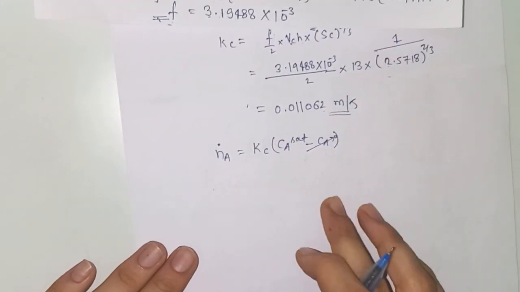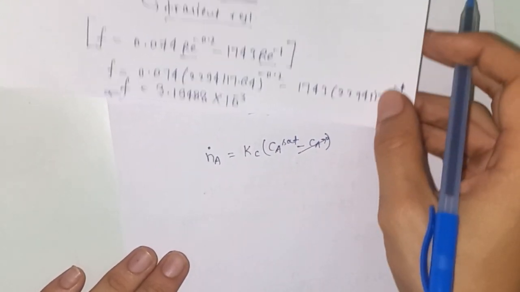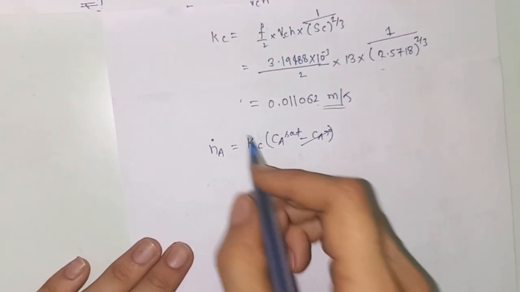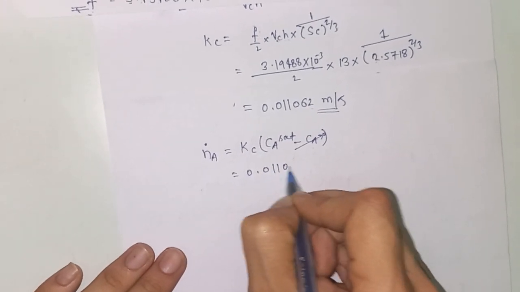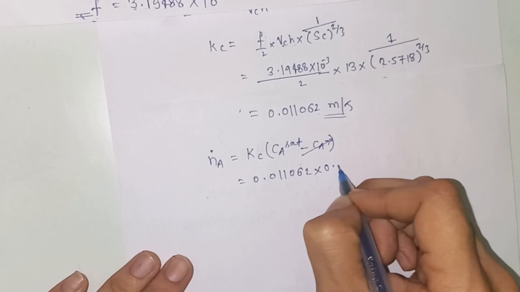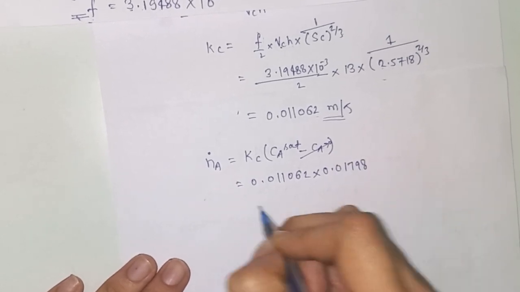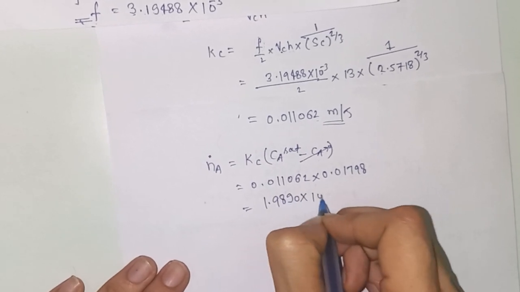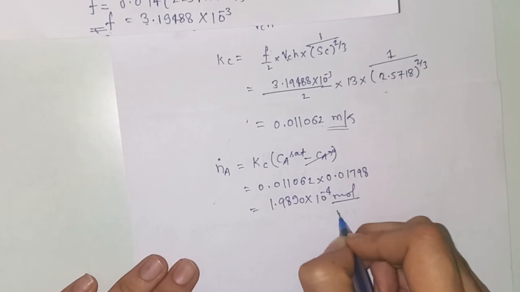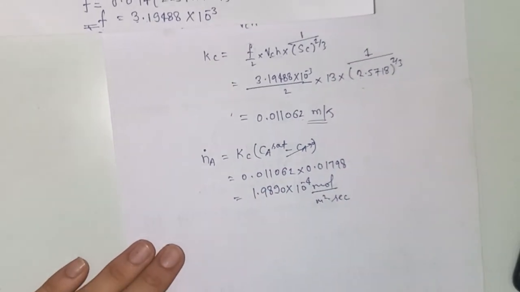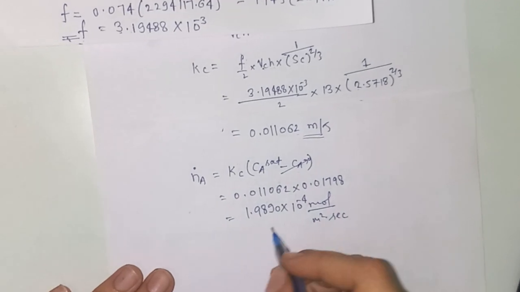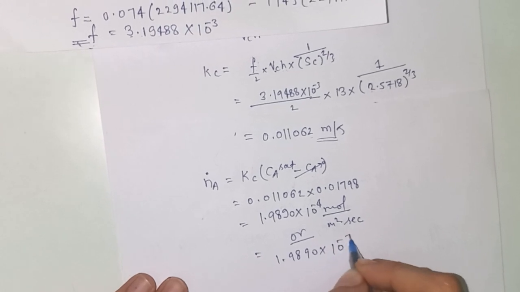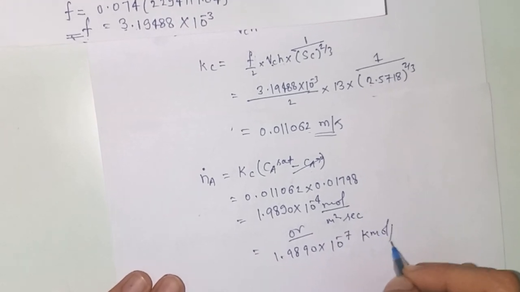You have to just substitute the value, because there's only a change in Kc, there's no change in the concentration because the physical properties are the same, only the flow pattern is different. So just substitute the value of Kc and Ca, and we will get an answer of 1.9890 × 10 to the power minus 4 moles per meter square per second. This is the molar flux that we got, and we can also express the answer in kilomoles, that is 10 to the power minus 7 kilomole per meter square per second.